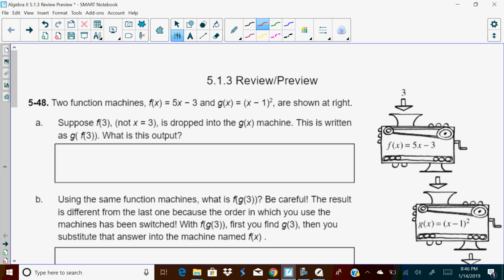What is the output? In order to do this problem, the first thing we're going to do is replace x with 3 in f of x. So I'm going to do 5 times 3 minus 3, which is 15 minus 3, or 12. And then I'm going to replace x with 12 in the g of x. 12 minus 1 squared, 11 squared, which is 121.